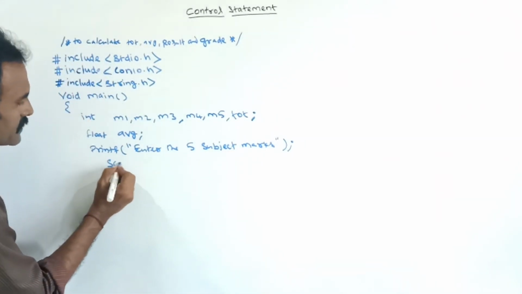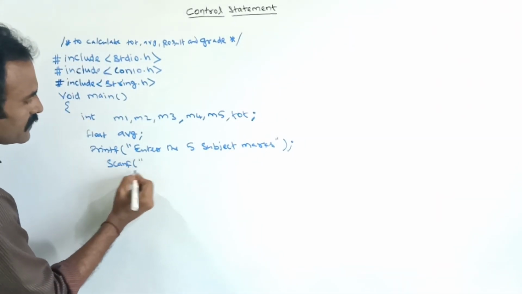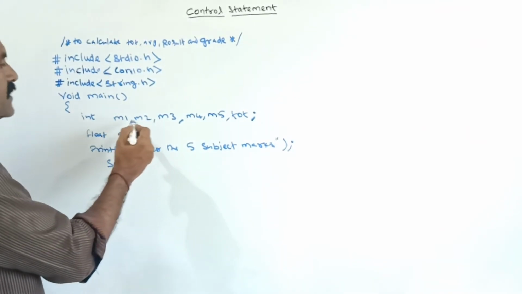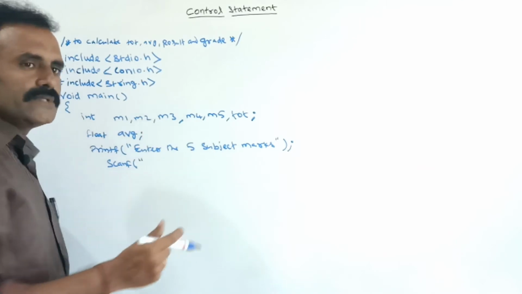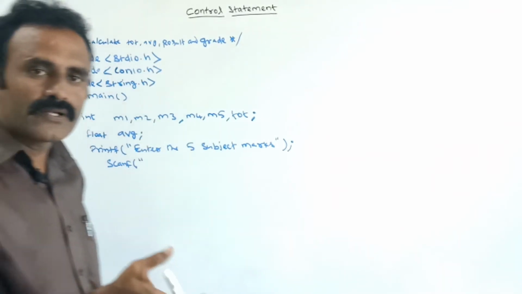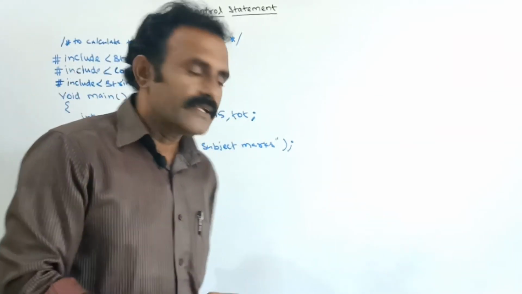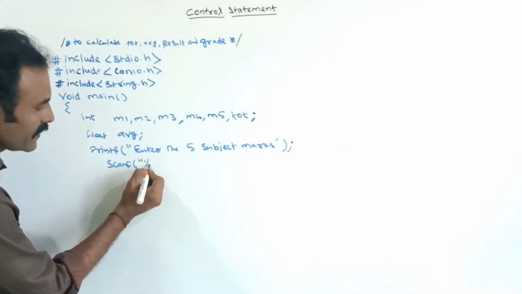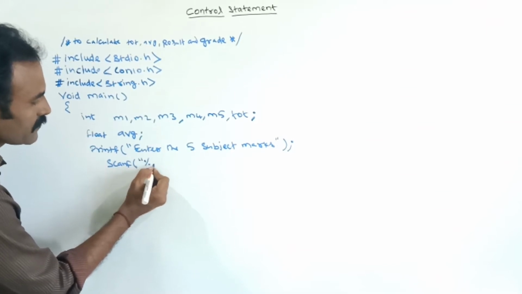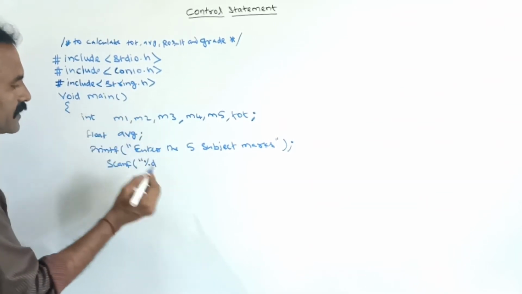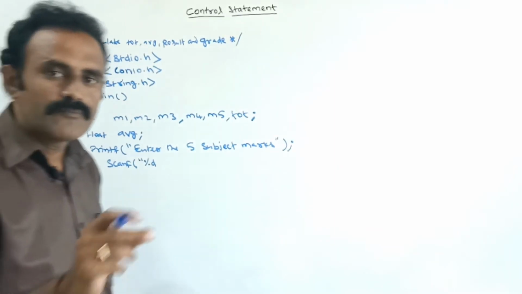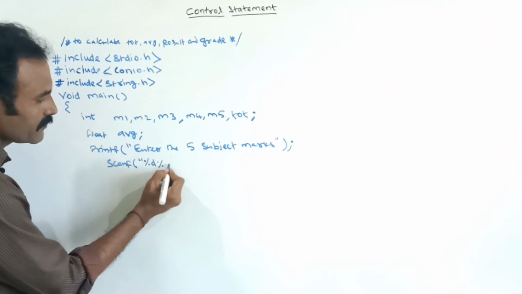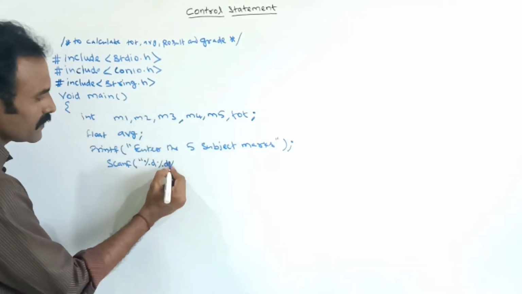Next, by the scanf function, here I am entering the subject marks. Say 5 subject marks, M1, M2, M3, totally 5 subjects. We can get them one by one, or otherwise within a single statement itself we can get the 5 subject marks. Here, the data type is integer, so I have declared it as %d. Next one, M2, is also integer data type, so here I am using %d. Totally 5 subject marks.